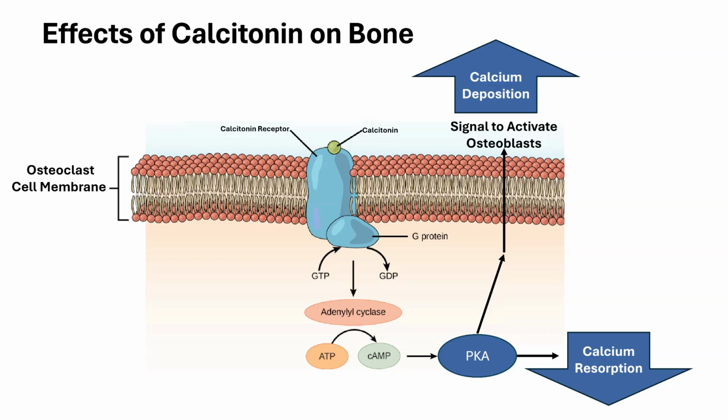Calcitonin receptor signaling is also responsible for indirect regulation of osteoblast activity. Intercellular signaling molecules produced by osteoclasts regulate osteoblasts to stimulate calcium deposition. As osteoclast activity decreases and osteoblast activity increases, calcium moves from the bloodstream into the bone.